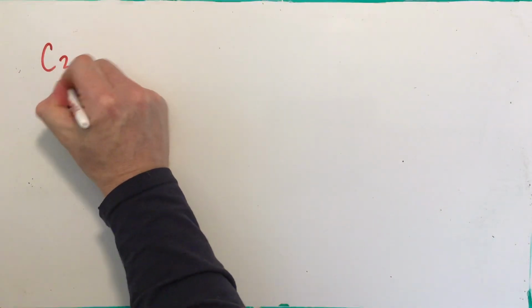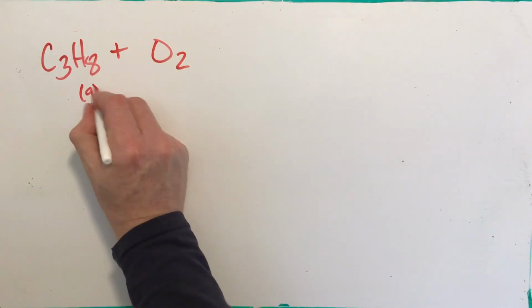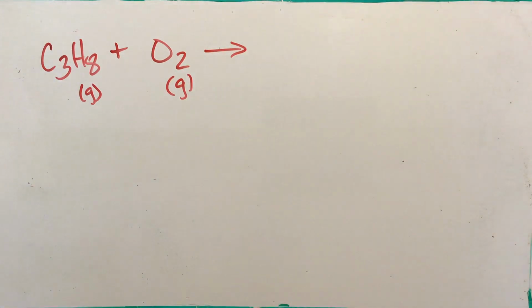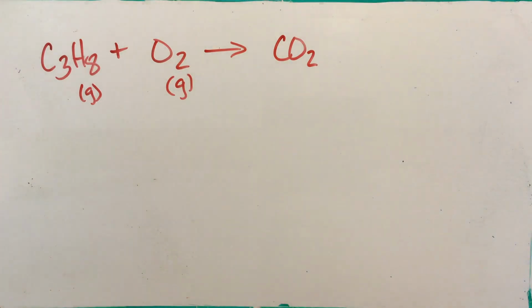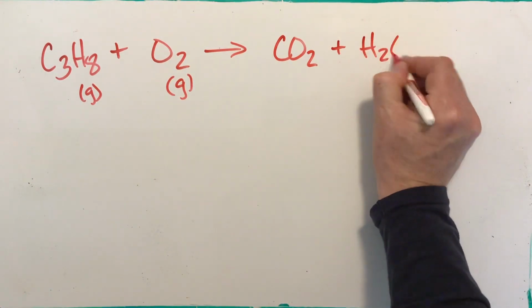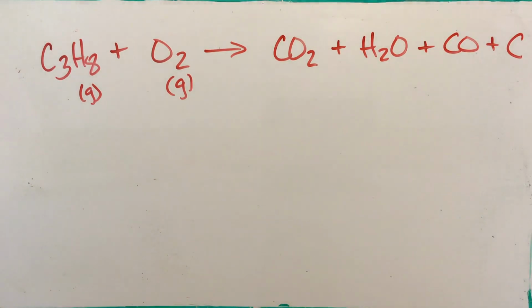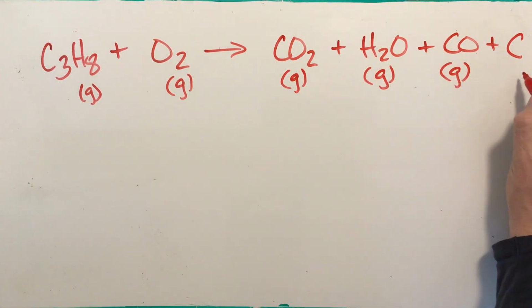So the first one, what if we took our propane? That was C3H8, and again we added oxygen. This is a gas, this is a gas. And this time, we didn't really put a whole lot of oxygen in there. The oxygen level was lower. Propane didn't burn quite as efficiently. What we end up with is CO2 and H2O. We also end up with carbon monoxide and carbon. And again, this is a gas, that's a gas, that's a gas, and this is solid.